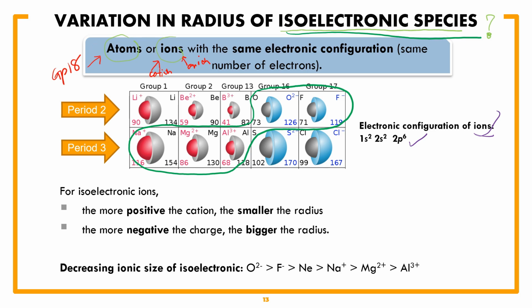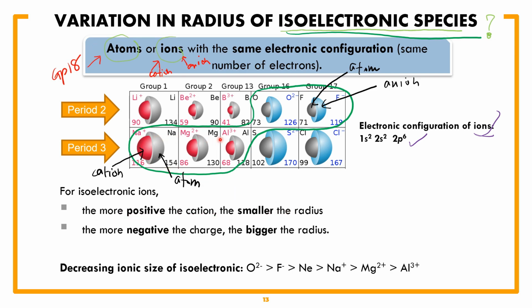So you can check by writing the electronic configuration for each one of these ions. Okay, you will find out yang mana kesemua electron configuration mereka ini adalah sama, iaitu 1s2, 2s2, 2p6. So what we can see from this arrangement, for isoelectronic ions, the more positive the cation, the smaller the radius.